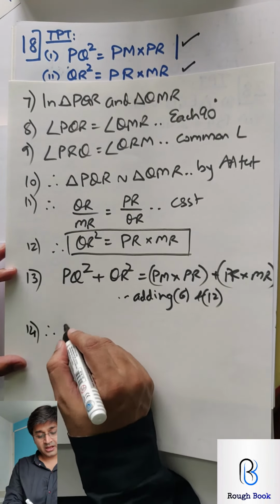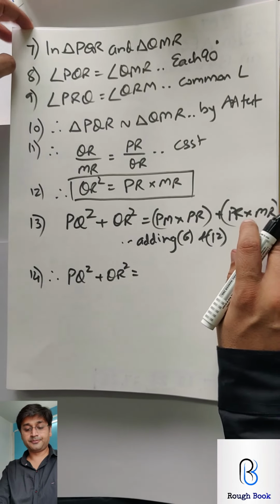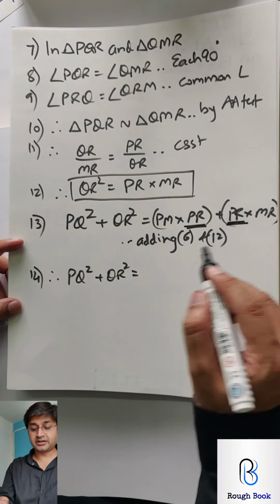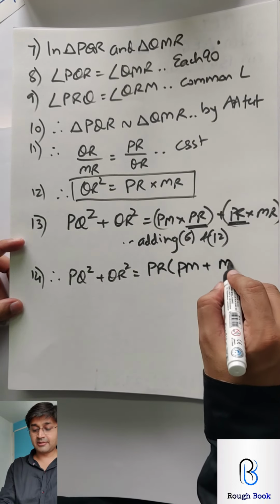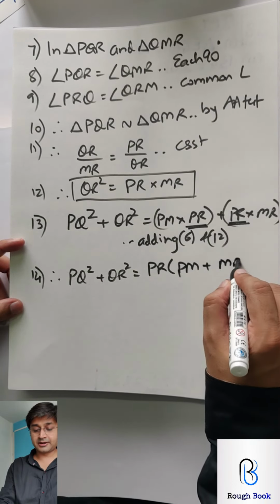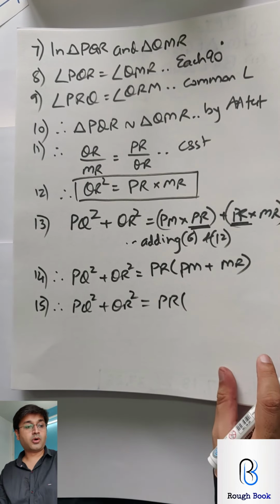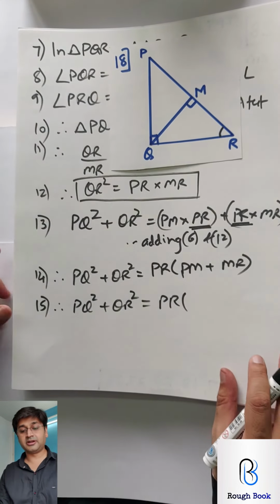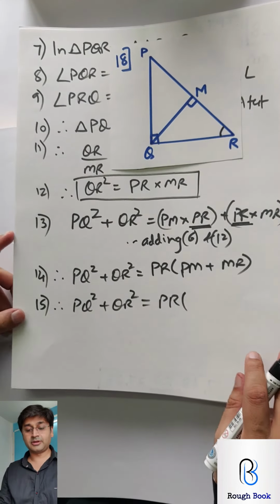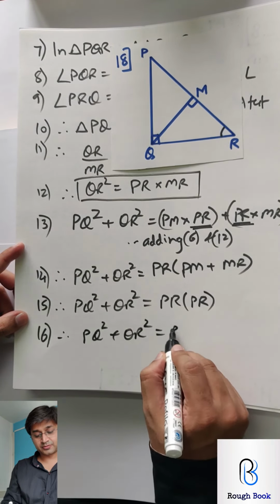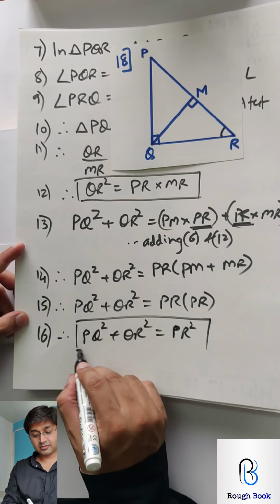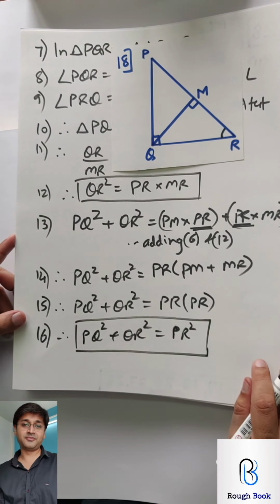But for the RHS, can I do something over there? So if you look at this, PR and PR is common. So let me pull that out. What is left is PM plus MR. So therefore PQ square plus QR square. Now magic is going to happen. What is PM plus MR? Please look at the diagram and tell me. Superb. PM plus MR is PR. And what is PR into PR? PQ square plus QR square equals PR square. That's what is your Pythagoras theorem. Do you get it?